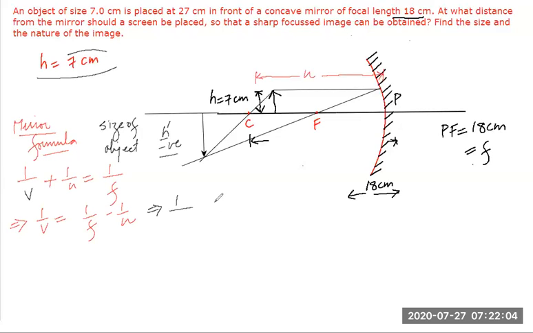Now F is 18 centimeter. This is magnitude of focal length. But what will be the value, Tanya? Because it is on left side of the mirror, the value will be negative. So I can say 1 by V is equal to 1 by minus 18, minus, now what is U? Yes, Hamza, U, where the object is placed. 27 centimeter.